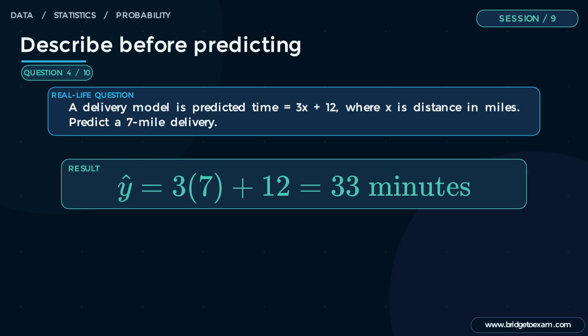Quick check. The 12-minute base plus 3 minutes for each of 7 miles gives 33 minutes. This matters in real life because delivery platforms use simple models to provide customers with estimated arrival times.